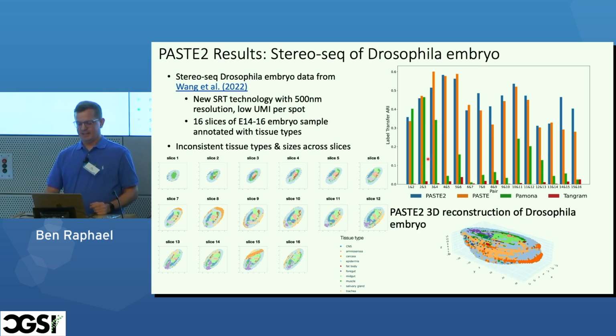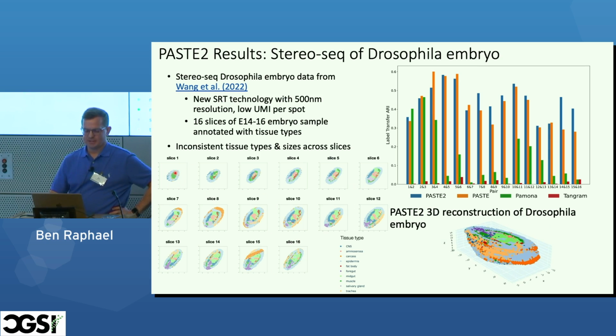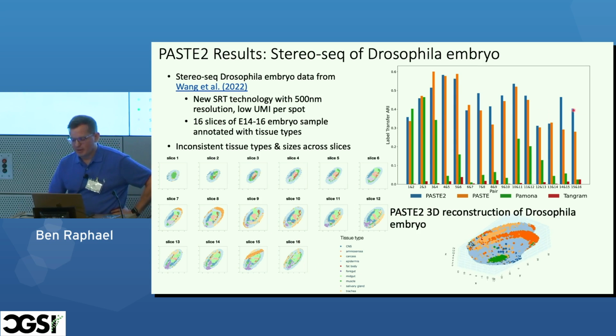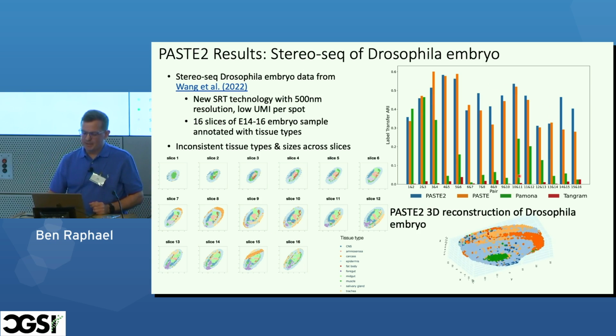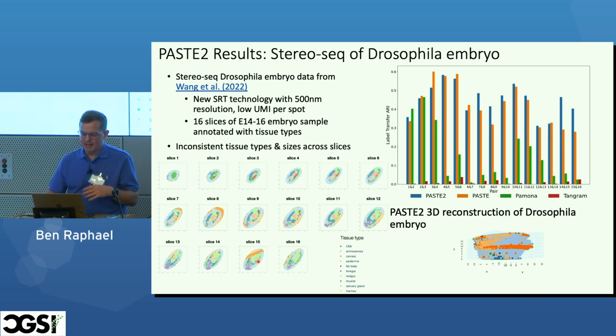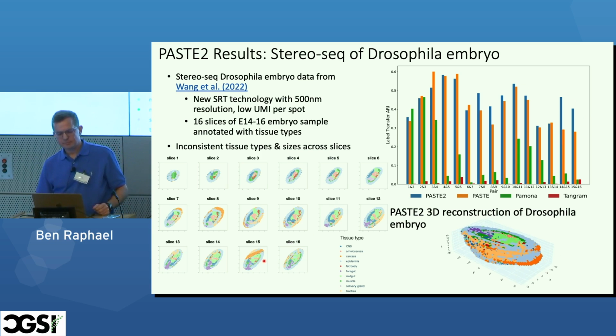So here's just the example of the Drosophila embryo. I showed you this on the first slide. You can kind of see this ellipsoid shape I was talking about. Here are the slices as they were in 2D, slice 1 to 16, so the small slice on the bottom going through to the middle. And this is a comparison showing that PASTE 2, in blue, if you look at how accurately you mapped the previously annotated cell types, seems to be doing quite well, especially in cases where the slices are different in size. So that's the advantage of the partial alignment.